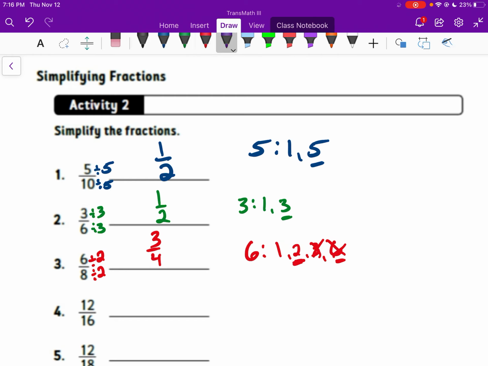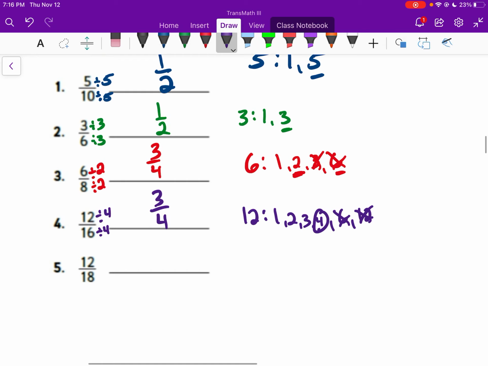All right, so number 4 there, look at our factors of 12. 1 times 12, 2 times 6, and 3 times 4. So again, always start with the bigger number. 12 does not go into 16. 6 does not go into 16. 4 does. Okay, so there's our greatest common factor. So we're going to divide both top and bottom by 4. 12 divided by 4 is 3, and 16 divided by 4 is 4. So my simplified fraction is 3/4.